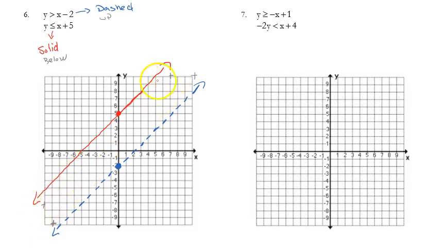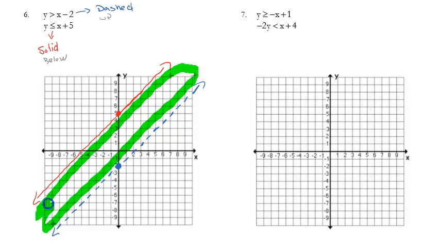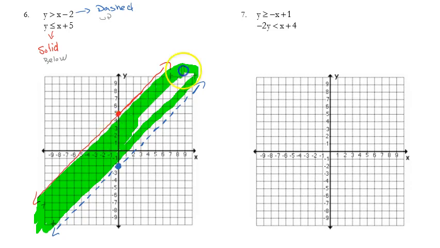You can see the overlap is actually right in between. My overlap section here is directly in between these. That's where I shade in. I shade in the area that is directly between these two inequalities.